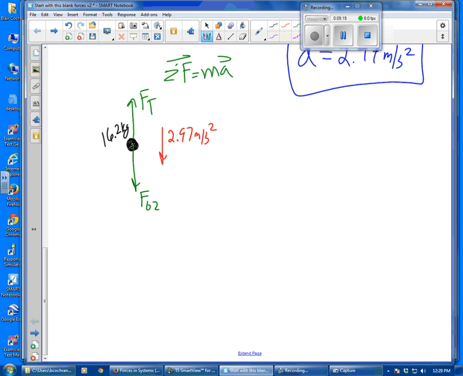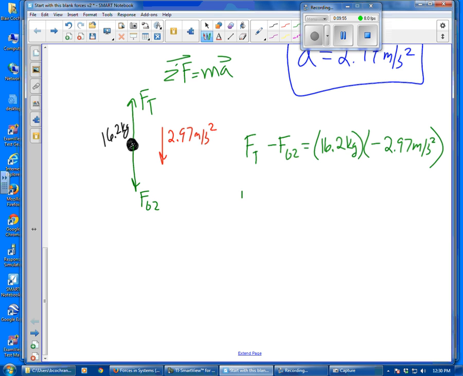I have FT, I'm going to take up as positive, minus FG2 equals M, which is 16.2 kilograms, times a negative 2.97 meters per second squared. How did I know it was negative? Because it's down. In my drawing, I made it point the same way as FG2, so if that's negative, they both are negative.